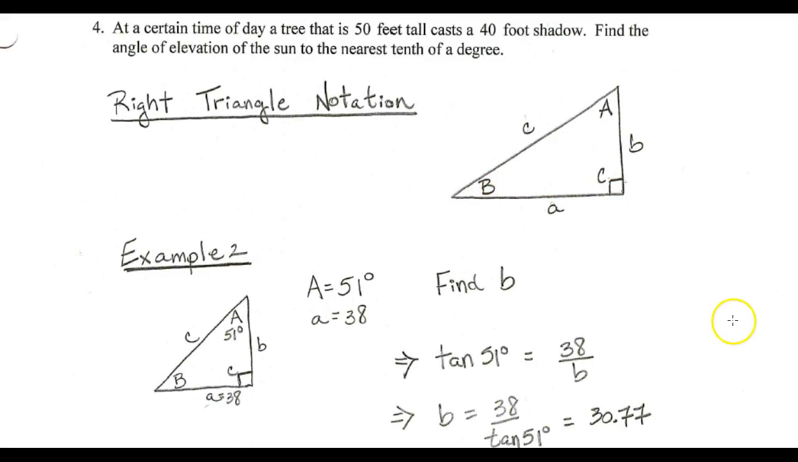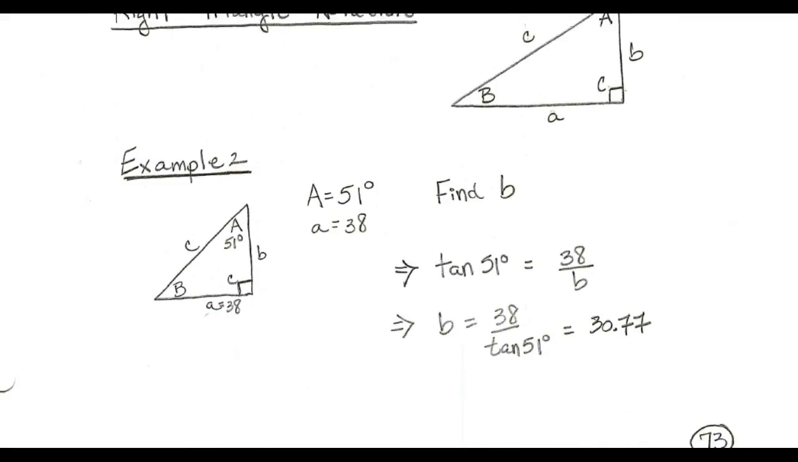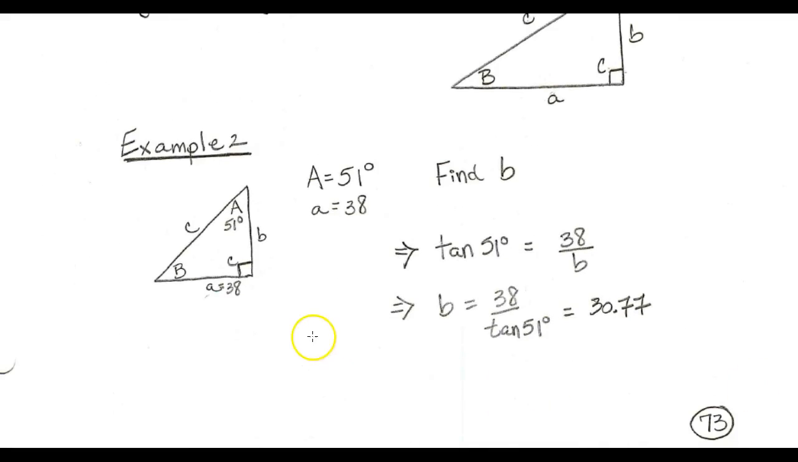Okay, so in the second example, it says, given right triangle ABC, where C is the right angle, little a is 38, and capital A is 51 degrees, find b to the nearest integer, little b. So if you go to your picture, understanding that that right triangle notation is the general notation, what do we know? Well, we have angle A is 51 degrees. We have the side opposite angle A is little a, which is 38. And we want to find little b.